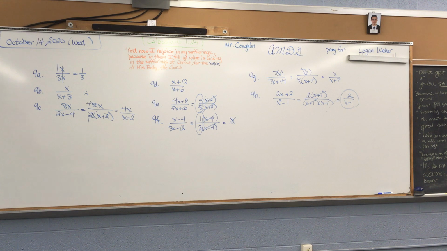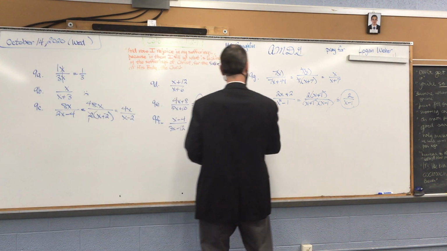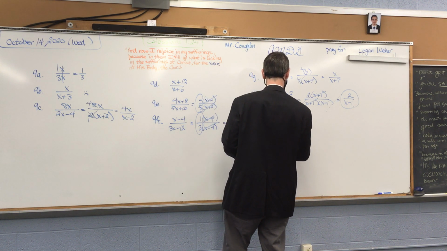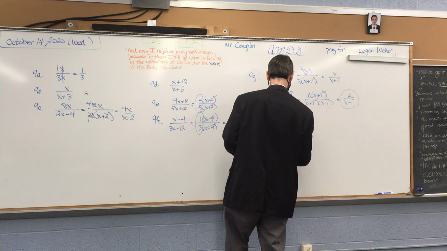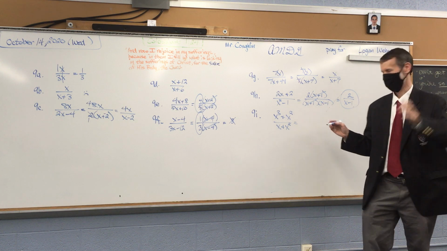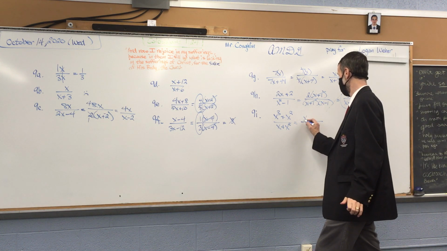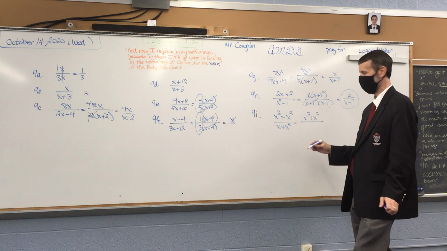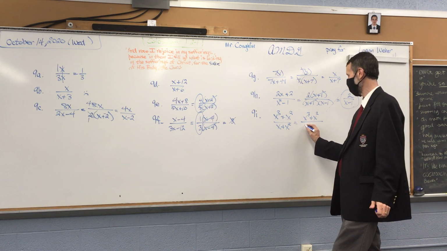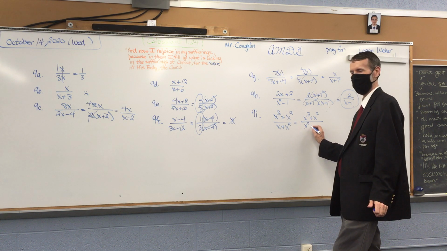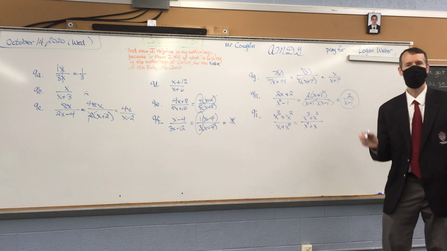Let's do 9i. It's x cubed plus x squared over x plus x squared. The very first thing I would do is fix this problem because they wrote it backward. It'd be x cubed plus x squared over x squared plus x. Got it. That's better.